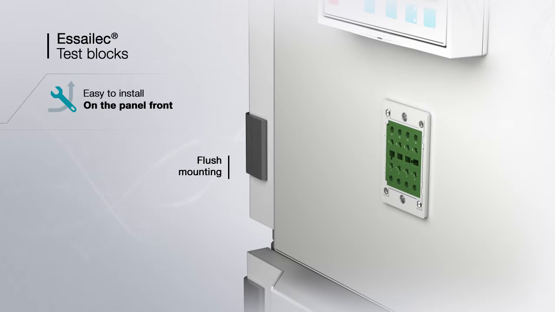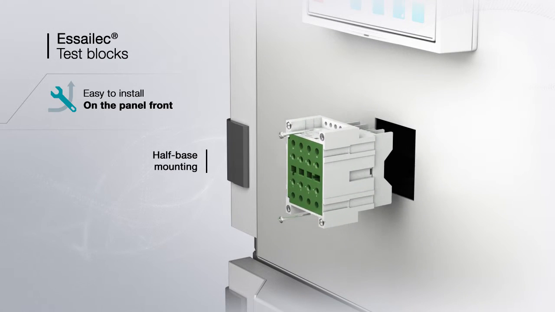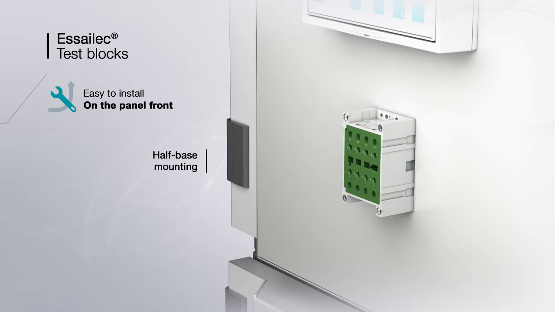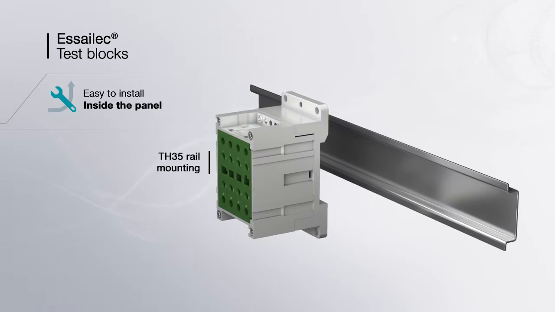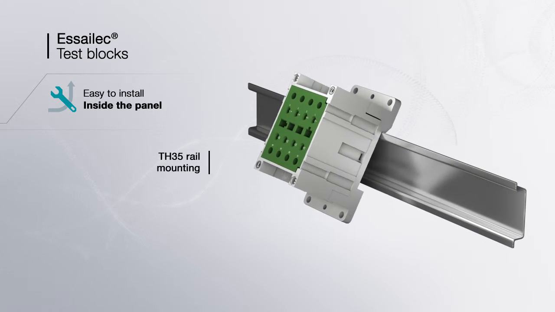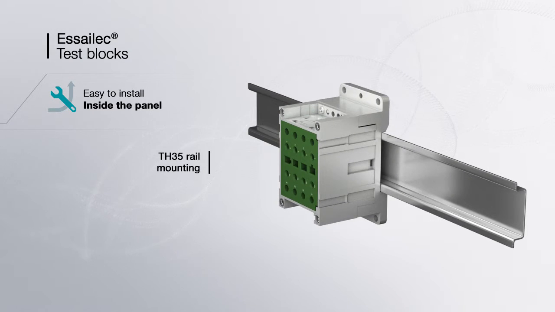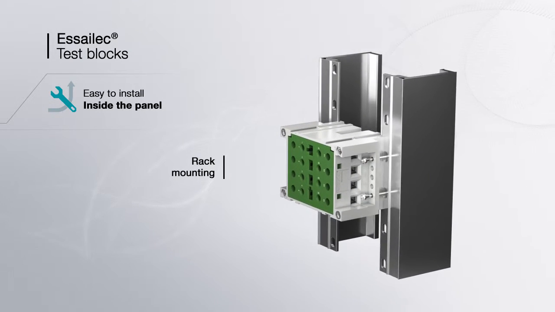Essailec sockets can be easily mounted either on the front door of switchgears or meters, on a plate, or inside the panel on a standard TH35 rail, or on a rack.